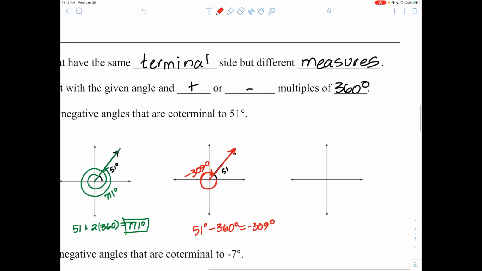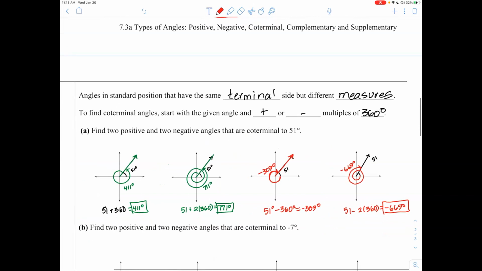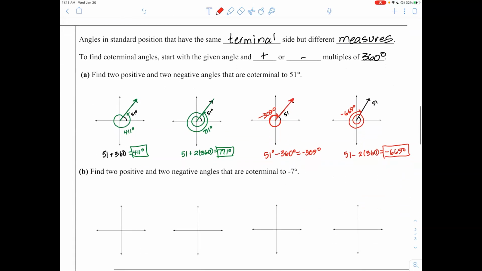Now you do the last one. Press pause, and let's do 2 negative revolutions. Okay, so hopefully you were able to come up with negative 669. And let's think about how you would go about finding these very quickly with your calculator. All right, so come up with a plan for that.